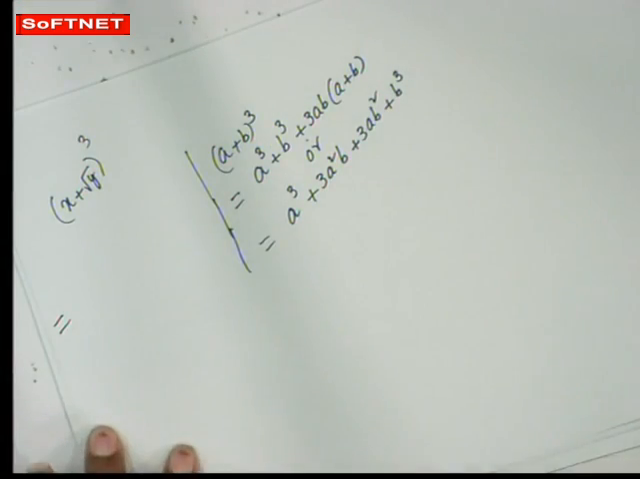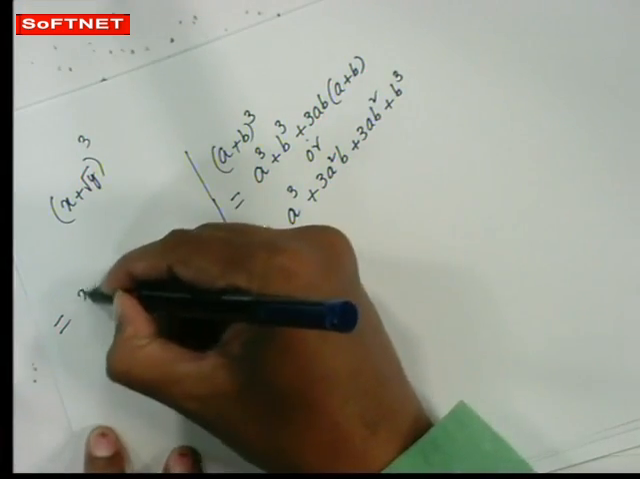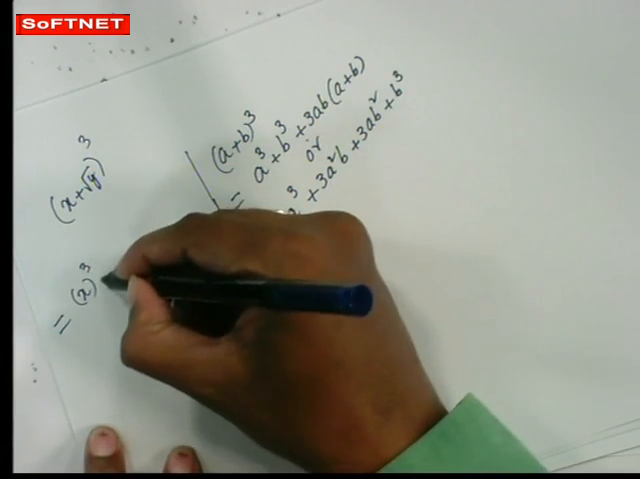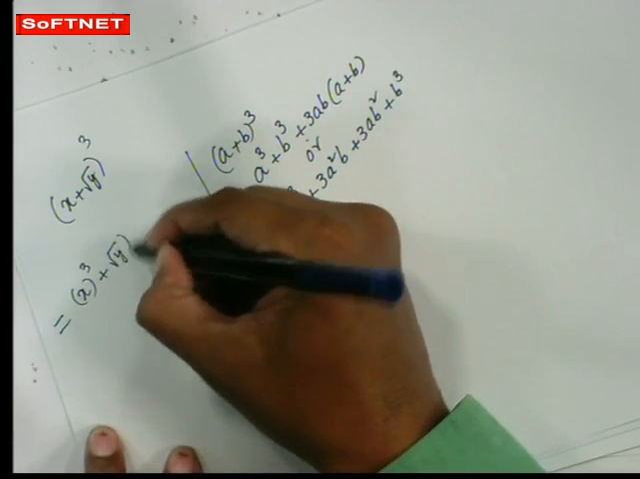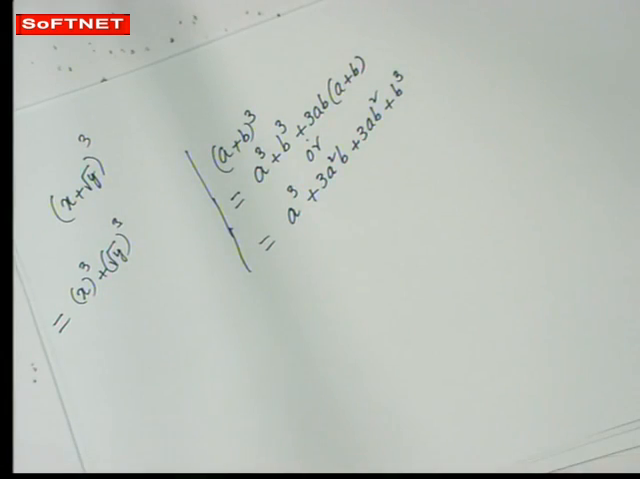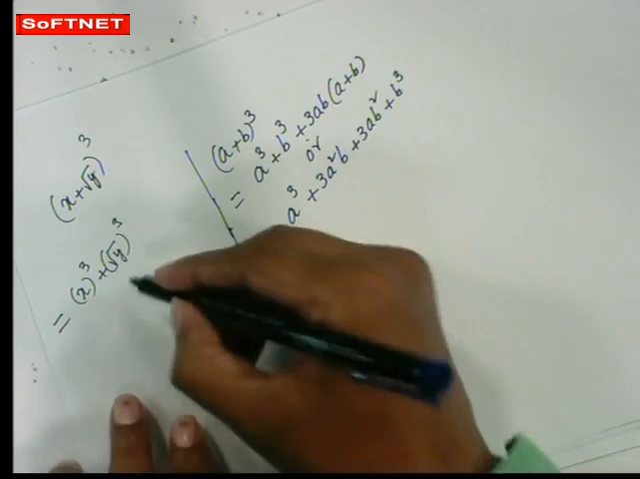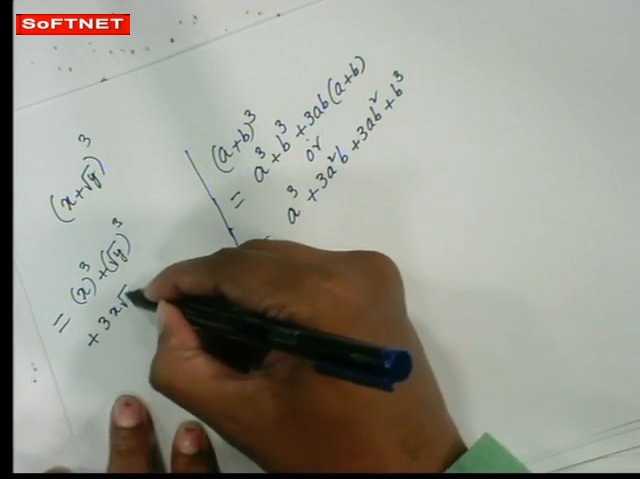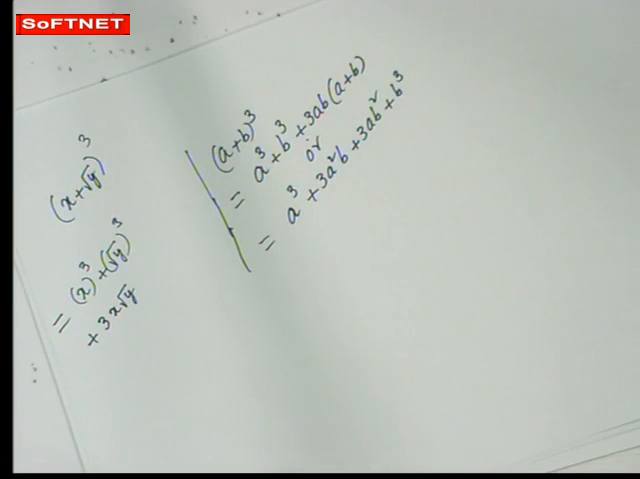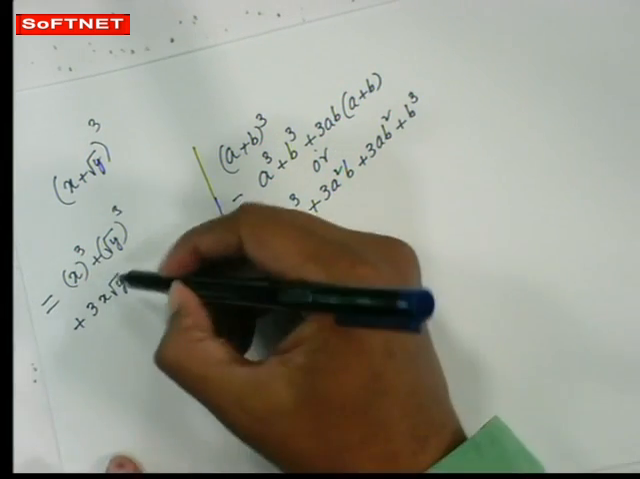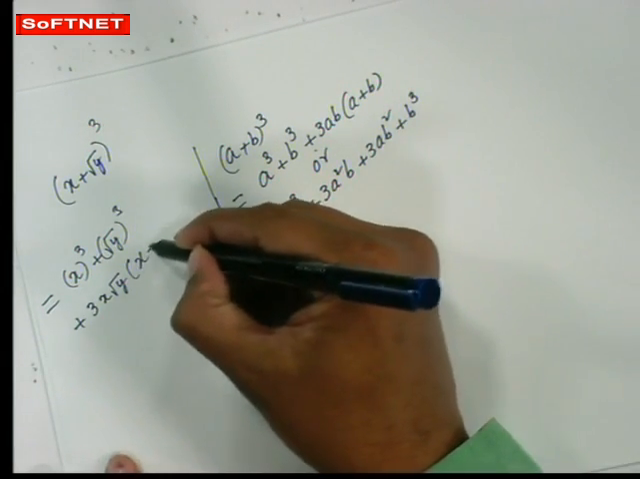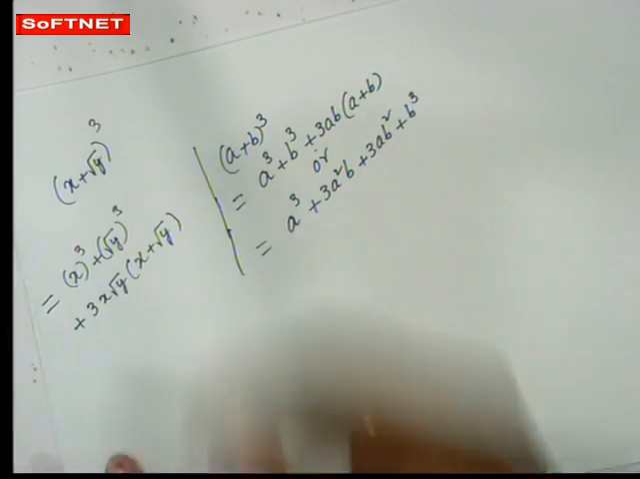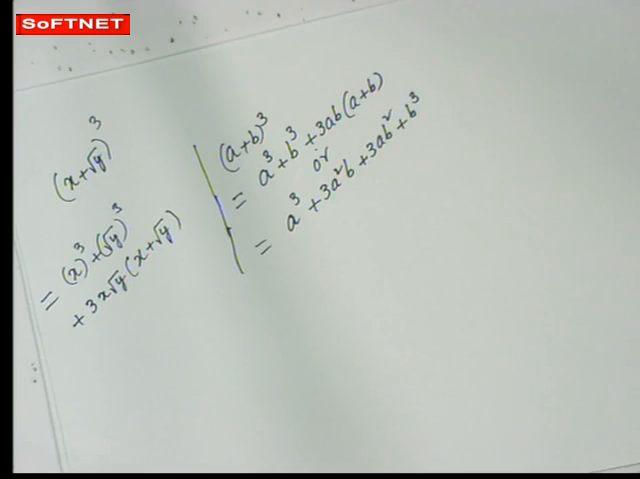Now this can be written as x cube plus (root y) whole cube, correct, plus 3x root y into (x plus root y). Let us simplify it.